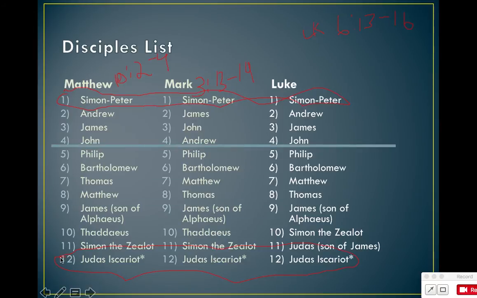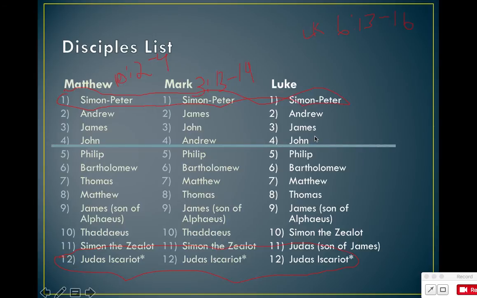You might also see that the first group of four is always the same. Not the same order, but always the same. Peter, Andrew, James, John. Peter, James, John, Andrew. Peter, Andrew, James, and John.